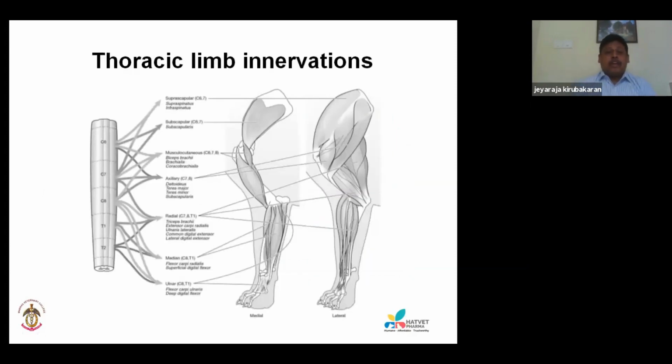Okay, so as you all know, this is the lower motor neuron for the thoracic limbs, and these are the thoracic limb innervations. This comes out as spinal nerves and runs as the peripheral nerves. You all know about it. You have suprascapular, subscapular, musculocutaneous, axillary, radial, median, and ulnar for the forelimbs. These are the major peripheral nerves which supply the muscles of the forelimbs. This segment is located between C6 and T2. This we call the cervicothoracic cord.